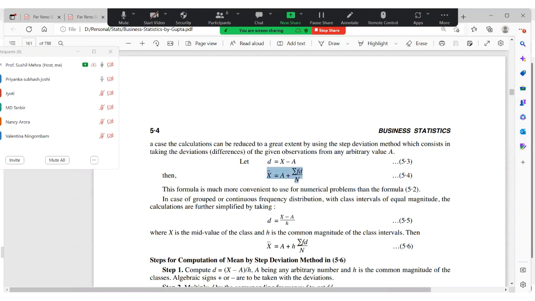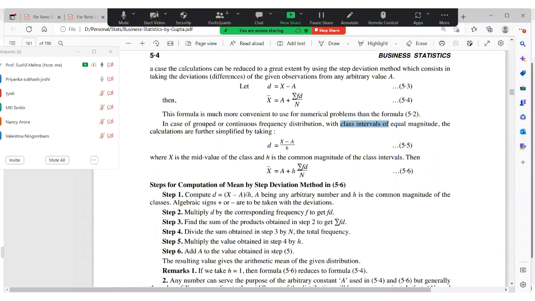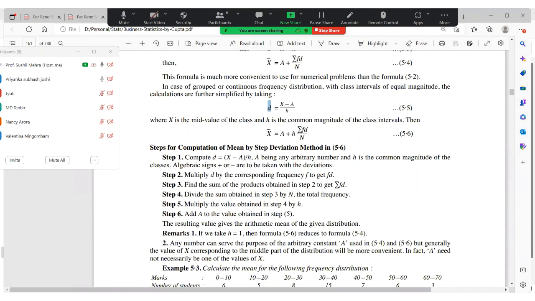In case there are class intervals, for this subdivision method, D is X minus A upon H. H is the class size. So the formula becomes A plus H into summation of FD upon N. This is the method, right?